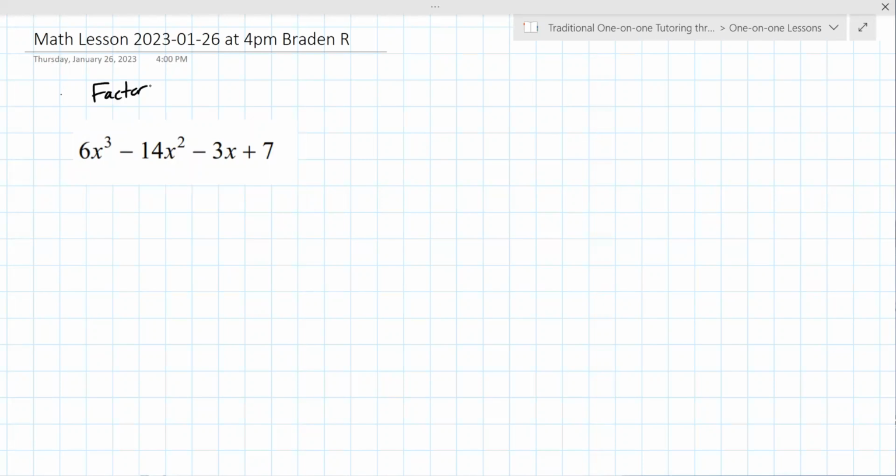Instructions to you are to factor. I want you to just factor this one, please. Okay. I'm sending you the picture of the review worksheet.